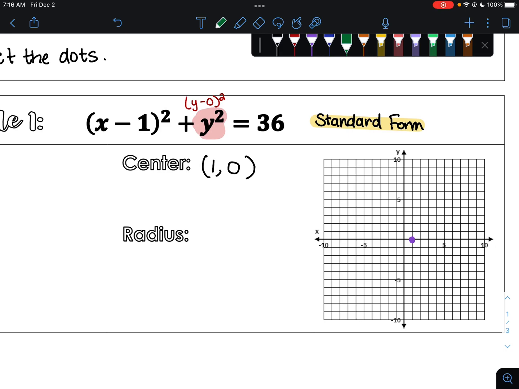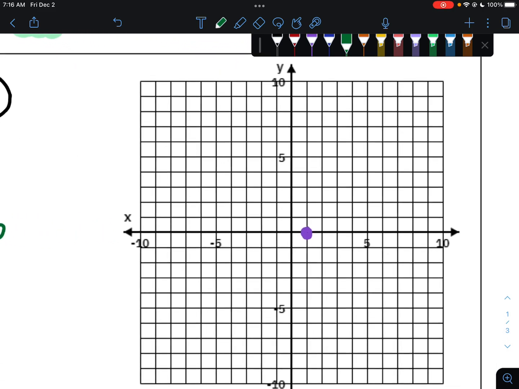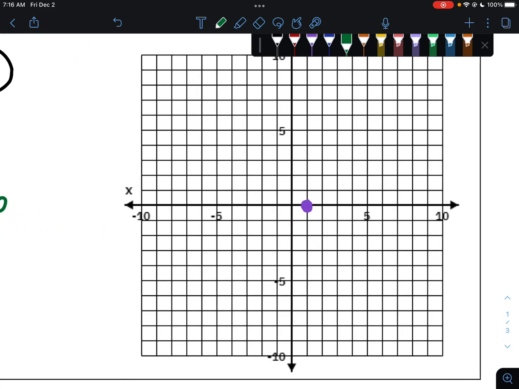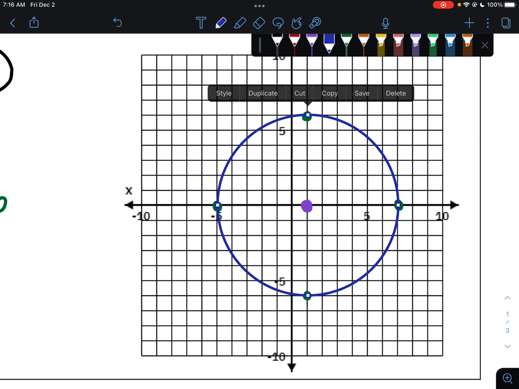Then for my radius, I am going to take this last number right here, and I am going to take the square root of 36. The square root of 36 is 6. So what I'm going to do from my center, I am going to go up 6 units and put a dot. From my center, I am going to go down 6 units and put a dot. From my center, I'm going to go to the right 6 units and put a dot. And from my center, I'm going to go to the left 6 units and put a dot. And then I'm just going to connect those dots in a circular motion. And that right there gives me my circle.